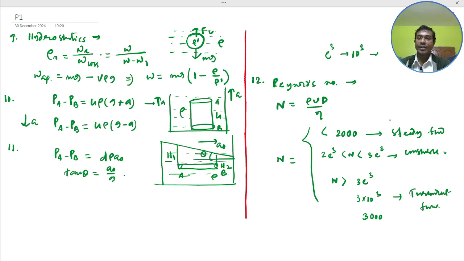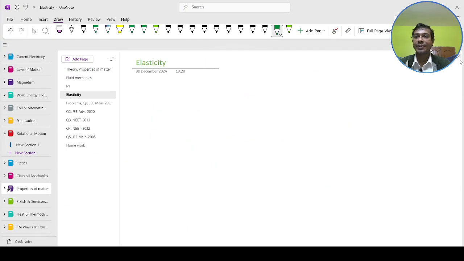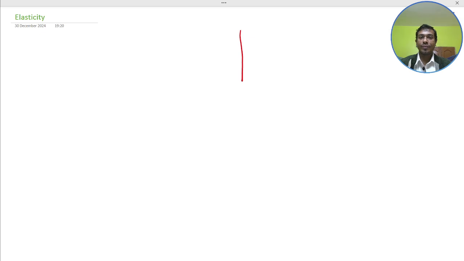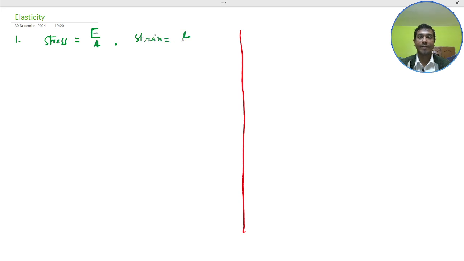Next one, go ahead, the elasticity. First one, the equations. Stress means the internal force divided by the cross-sectional area, basically F by A, and the strain is equal to small l by capital L. This is the increase in length, small l, divided by the initial length, capital L.